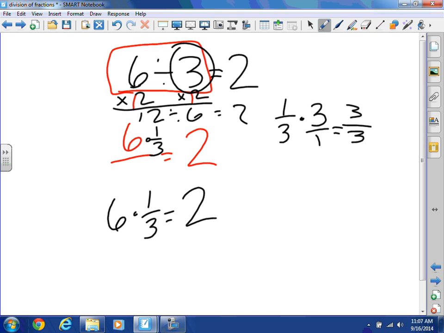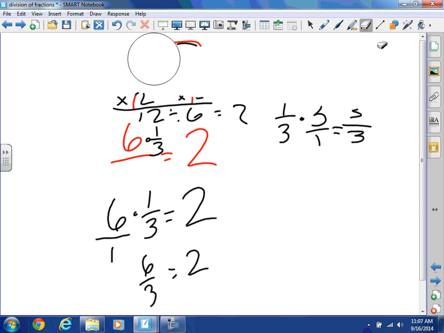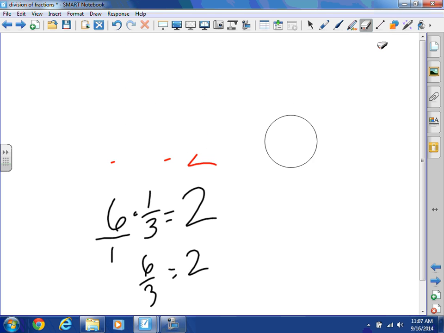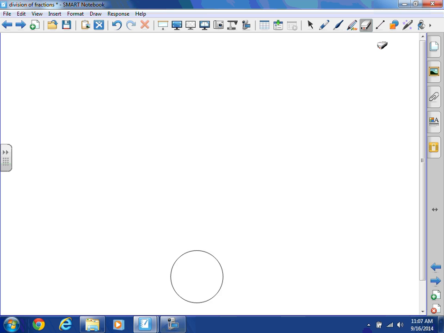Now 6 times 1/3, does it equal 2? Let's make sure it works. Again, this is 6/3. We already figured out 6/3 was 2, right? Okay. Should we practice one on our own? One more. Erase your boards. Now we're going to actually do fractions like we were doing originally.